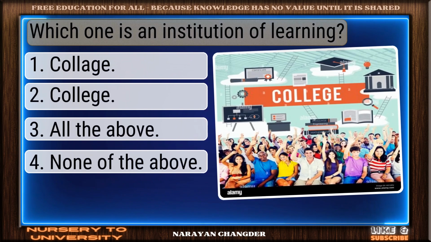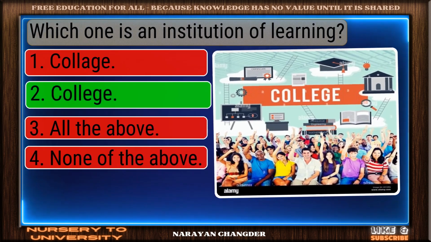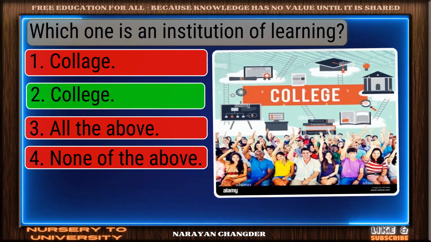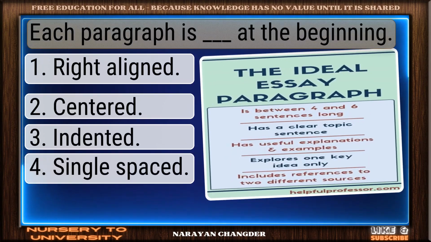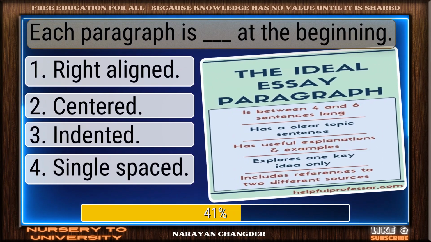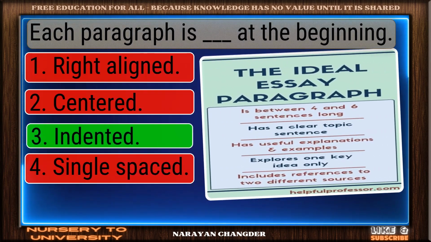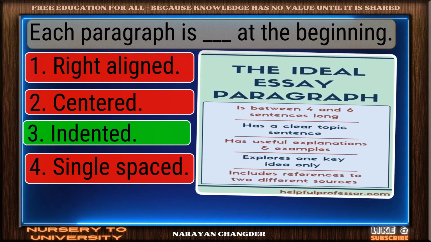Which one is an institution of learning? Correct response. College is the most accurate answer. Each paragraph is dash at the beginning. Great job. Indented is the accurate answer.